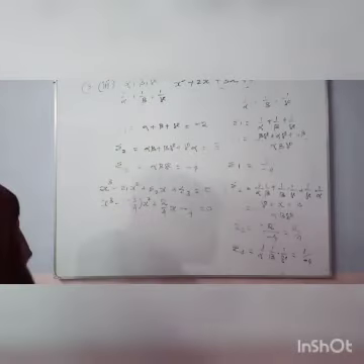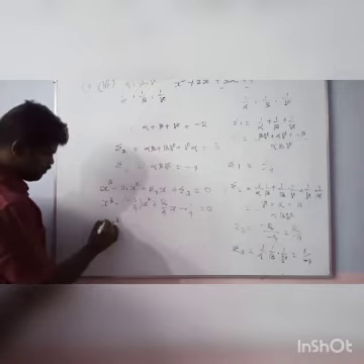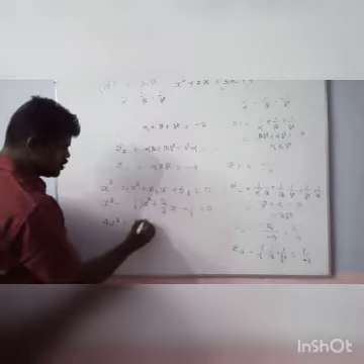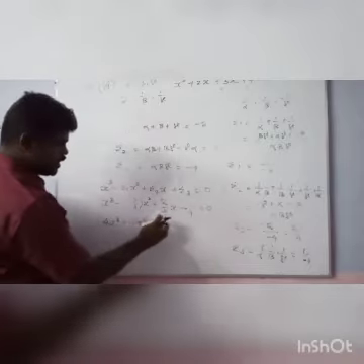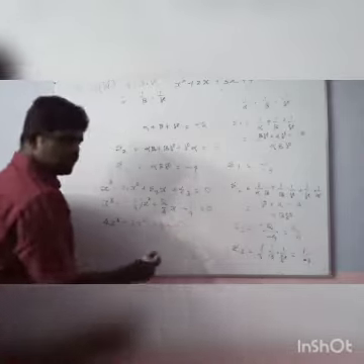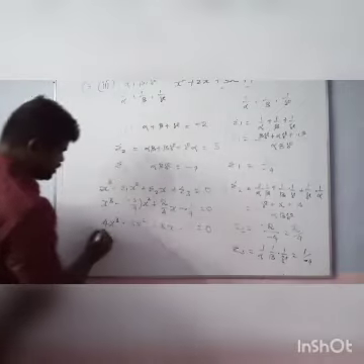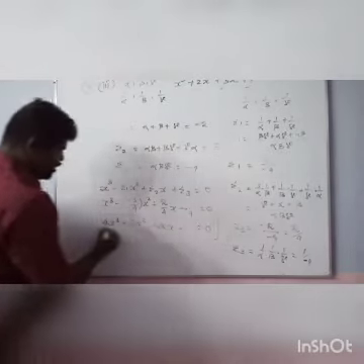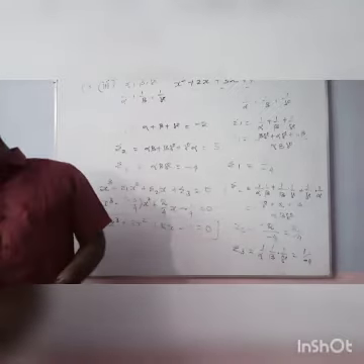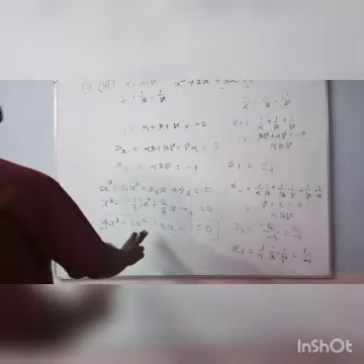Now multiply by 4 in the numerator. What is the answer? 4x cube, minus into minus, plus 3x square. Denominator 4 cancelled. Here also denominator 4 cancelled, so plus 2x. Here also denominator 4 cancelled. Minus 1 equal to 0. Which is the required cubic polynomial.